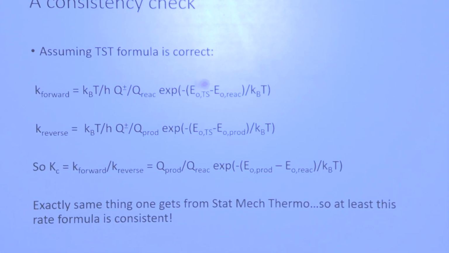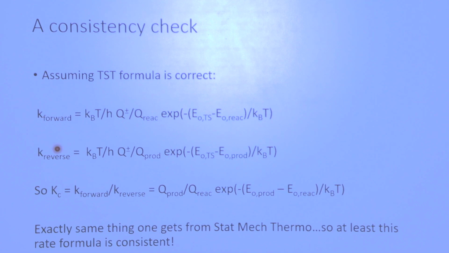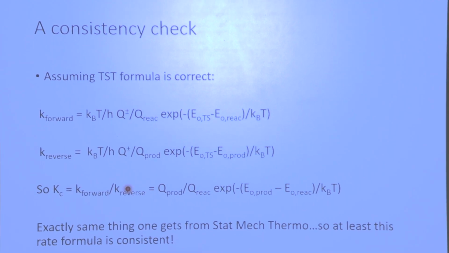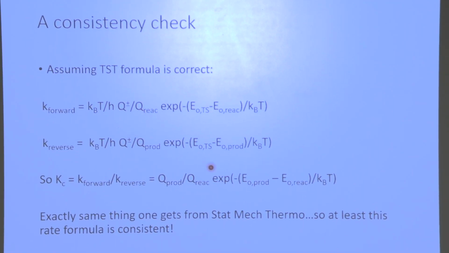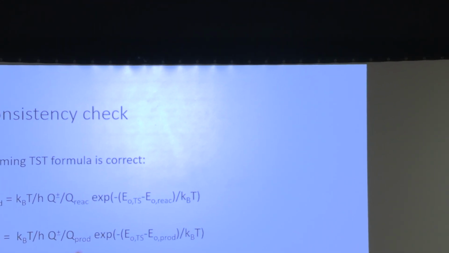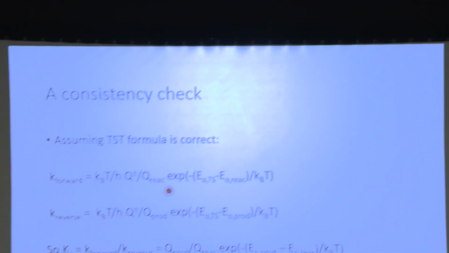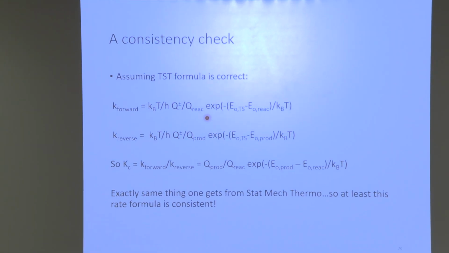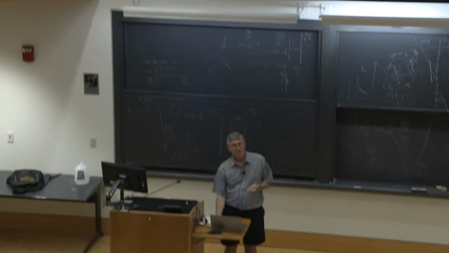You can check that the forward and reverse rates have to give the equilibrium constant. And so you can see if you take the ratios, you get exactly what you expect, the same thing we got for thermo. So at least this transition state theory formula is consistent with the second law of thermo.